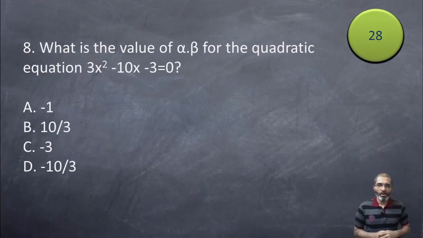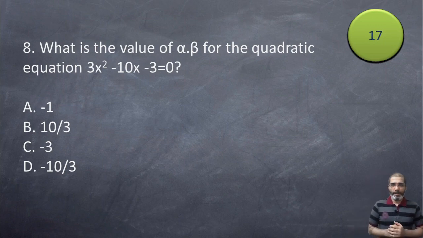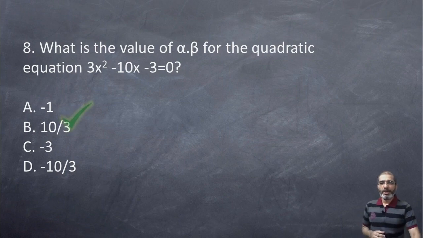What is the value of alpha into beta? Need to find the value of alpha into beta. For that also we have a formula. Okay, recall the formula and the sum is easy. Five seconds to go. Time up, students. The answer is minus 1.